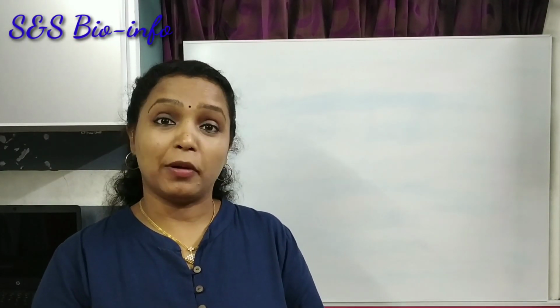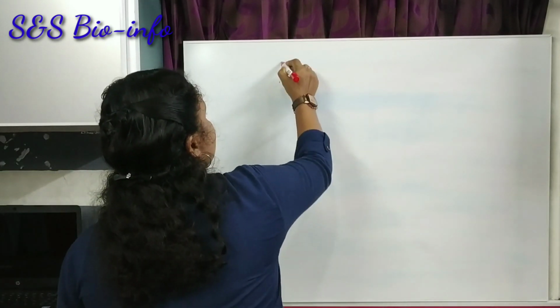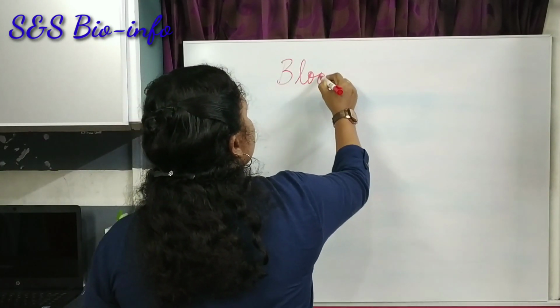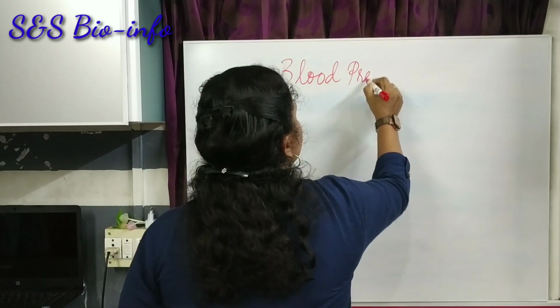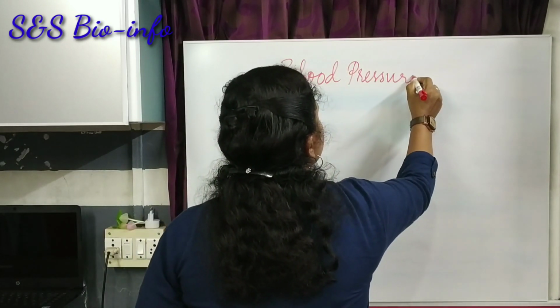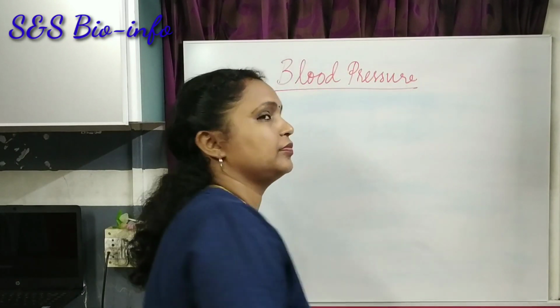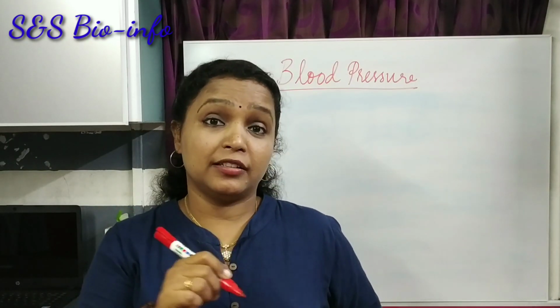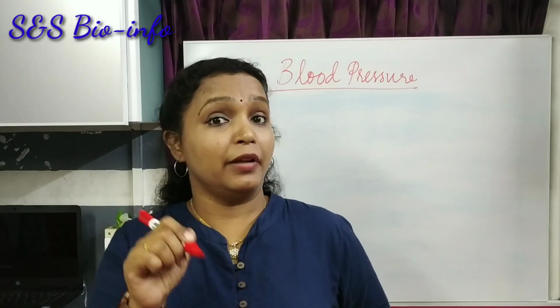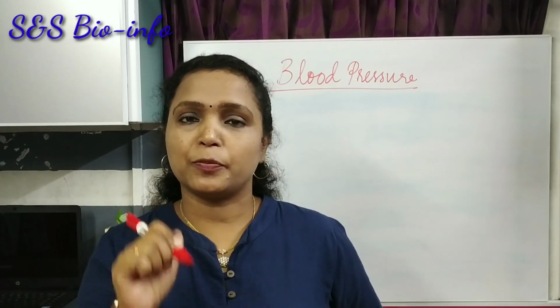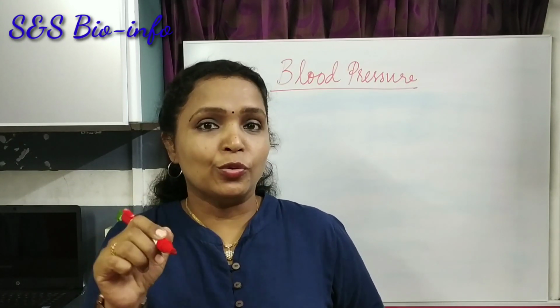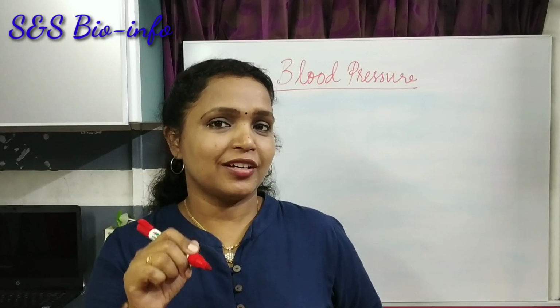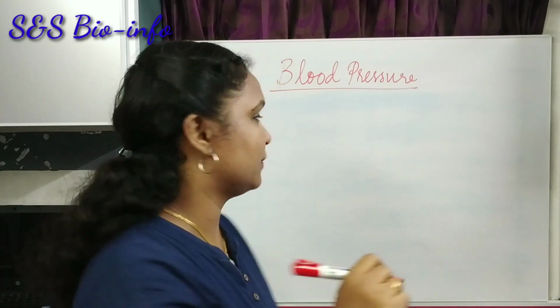Today's topic is blood pressure. Blood pressure is a pressure exerted by the blood on the wall of the blood vessel in which it is present. It is of two types: systolic pressure and diastolic pressure.